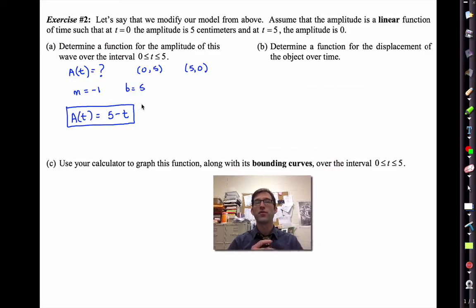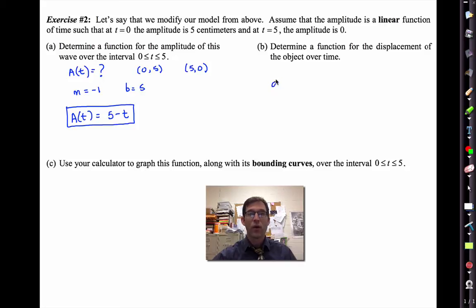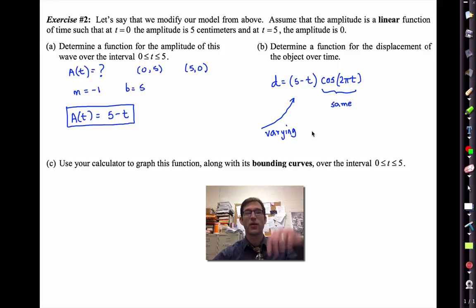Now it says determine a function for the displacement of the object over time. Well, we're going to assume here that the frequency and the period and all of that still remains the same. So instead of having a 5 out front for the amplitude, we now have a 5 minus t. And then we're going to have a cosine of 2 pi t, right? So this remains the same as before. But now the amplitude is varying. Not only is it varying, but it's doing what we want it to do, which is it's decreasing, right? It's going down.